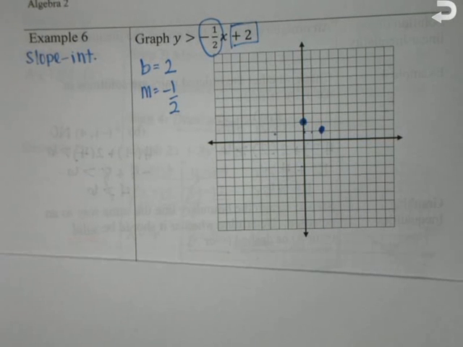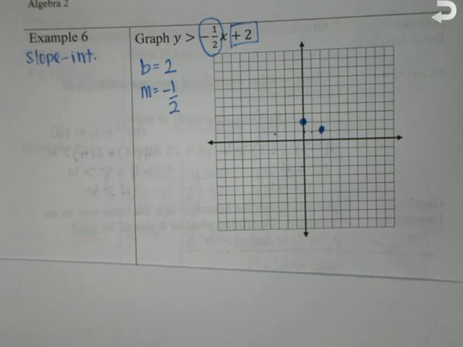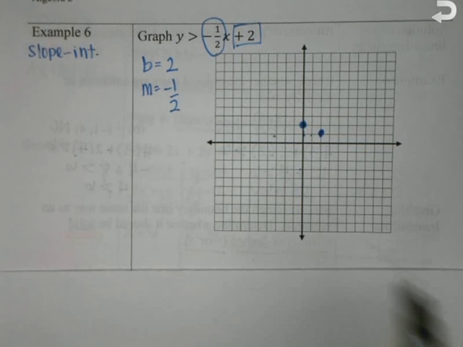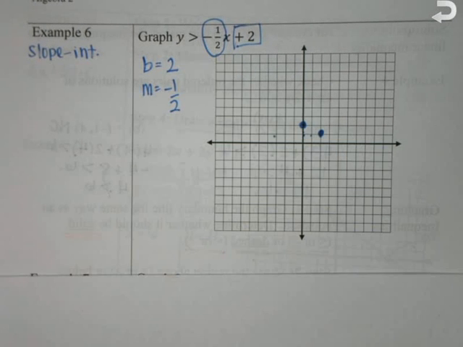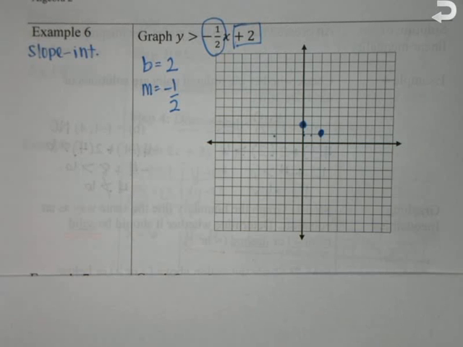This is a greater than symbol, so is it a dotted or a solid line? Dotted. It's dotted because there's no equal to, so draw a dotted line through all of that.